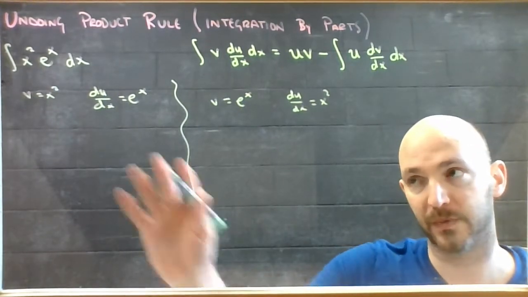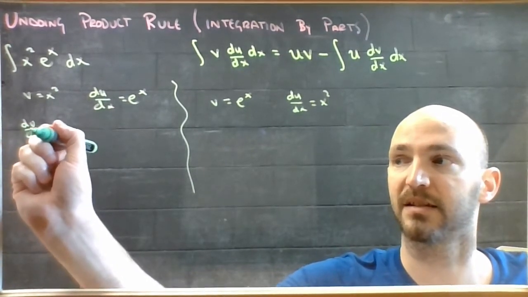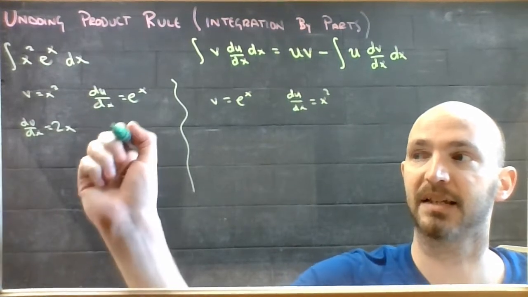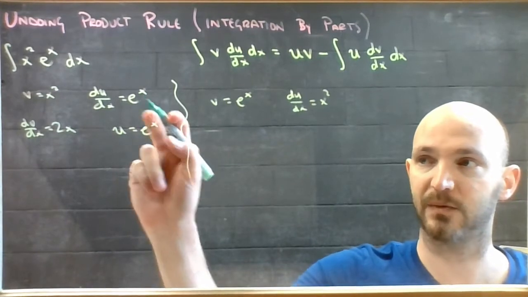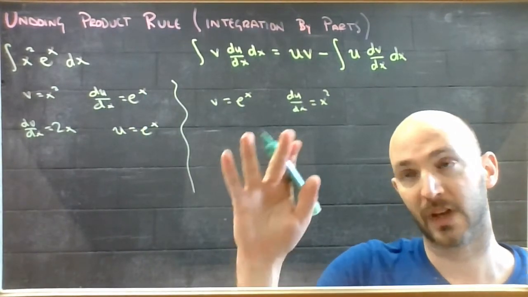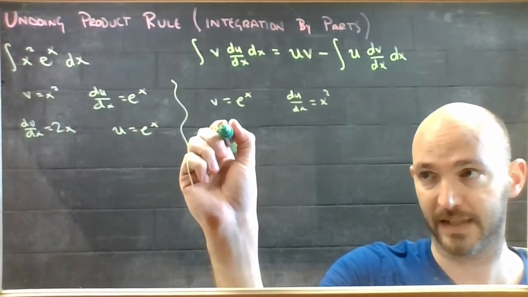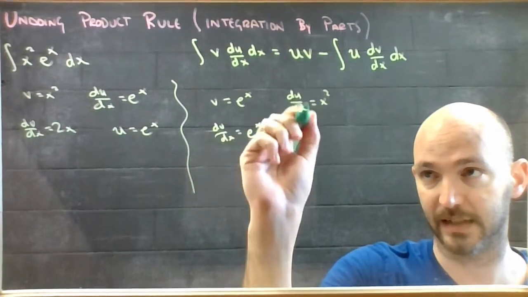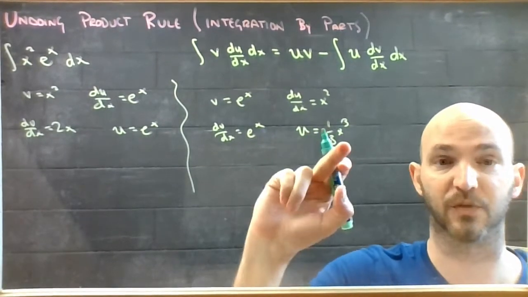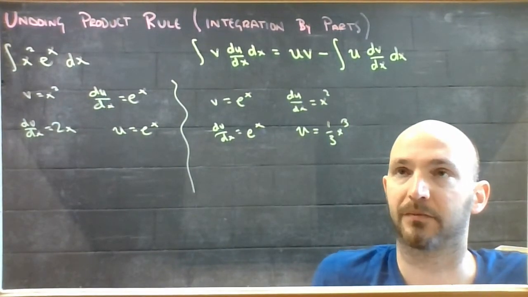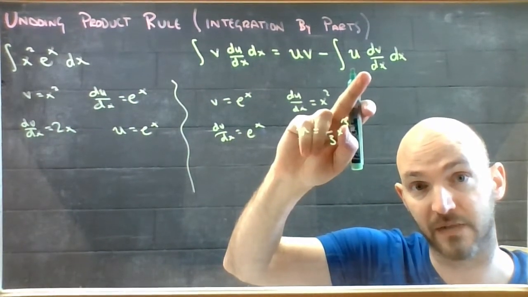Okay, so under these choices, if I choose v as x squared, then this puzzle piece is going to be 2x, and this puzzle piece would be e to the x. The derivative of e to the x is itself. Under this set of conditions, if I had chosen e to the x as v, then this puzzle piece would be e to the x, and this one, the u, would have to be 1/3 of x cubed, because the derivative of this gives you x squared. Now, to decide which one is going to be easier to work with, I'd like you to look at this chunk of the puzzle.